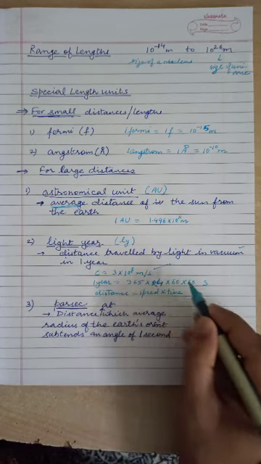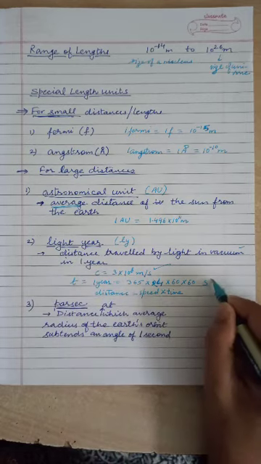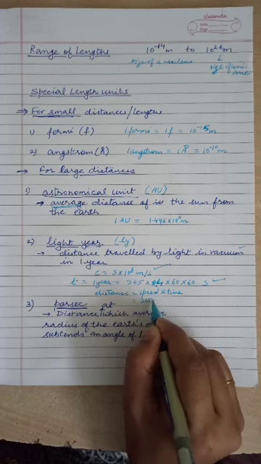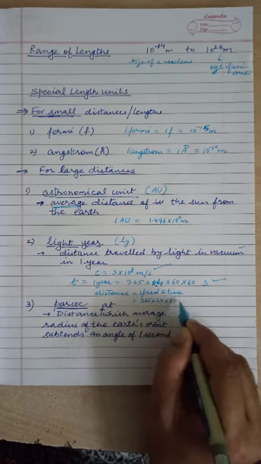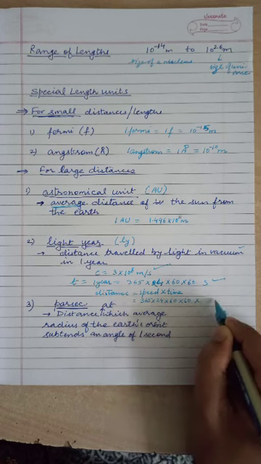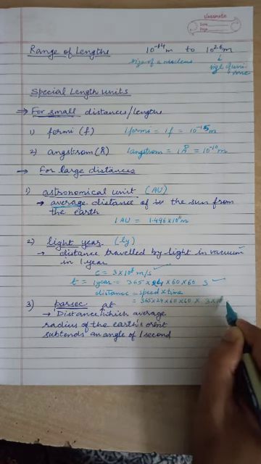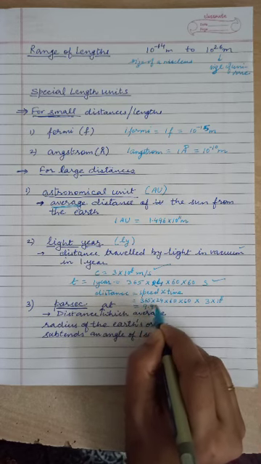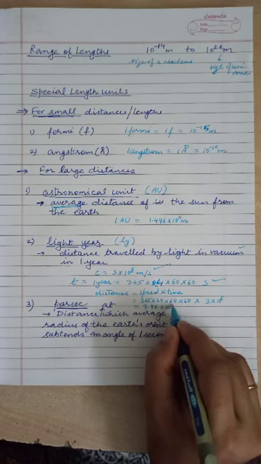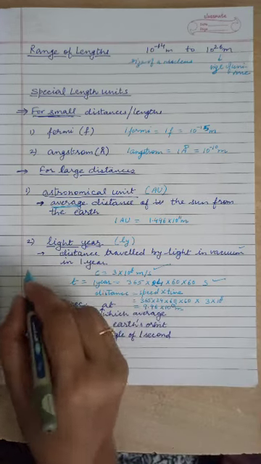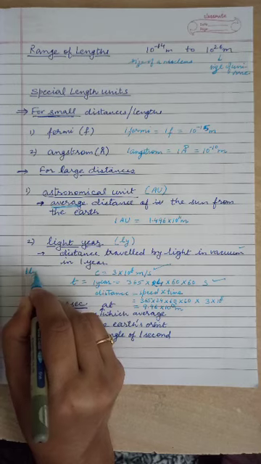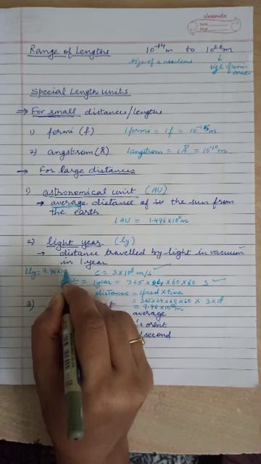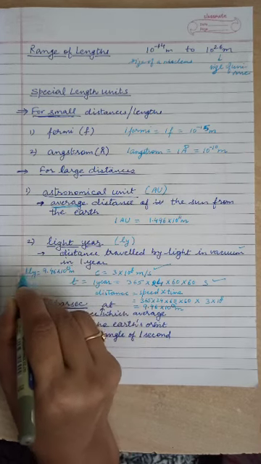And if you put this value of C and time, which is 1 year, in this formula, that is 365 into 24 into 60 into 60, and then the speed of light, 3 into 10 raised to the power 8, then on solving you will get a value equal to 9.46 into 10 raised to the power 15 meters. So 1 light year is 9.46 into 10 raised to the power 15 meter.